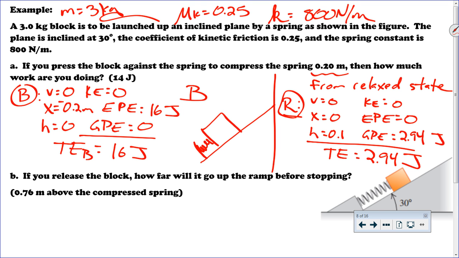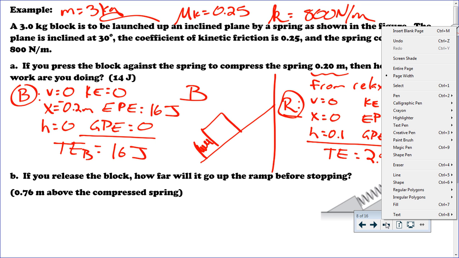Okay? But there's friction. Does that make sense? All right, so we need to figure out how much work friction did. So I'm going to cave and do this. Sorry.